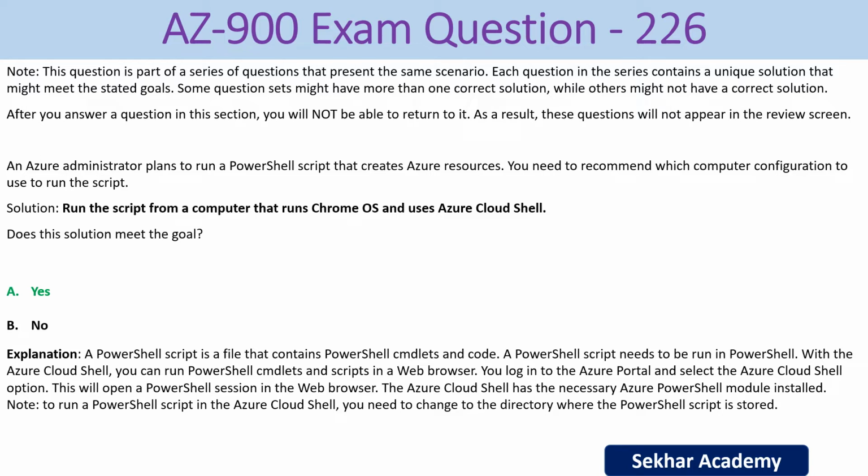A PowerShell script is a file that contains PowerShell cmdlets and code. A PowerShell script needs to be run in PowerShell, and with the Azure Cloud Shell, you can run Azure PowerShell scripts in a web browser. You can log into the Azure portal and select the Azure Cloud Shell option, then open the PowerShell session in the web browser, and there you can run the PowerShell script. The Azure Cloud Shell has the necessary Azure PowerShell module installed. To run a PowerShell script in Azure Cloud Shell, you need to change to the directory where the PowerShell script is stored. So the right answer is yes, you can run the PowerShell script here.